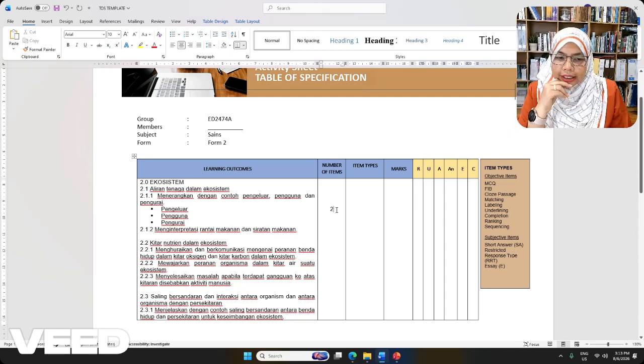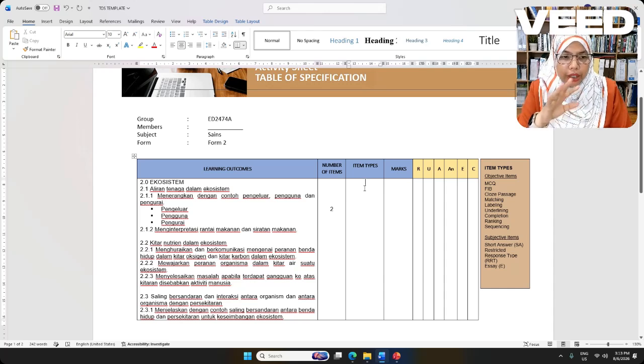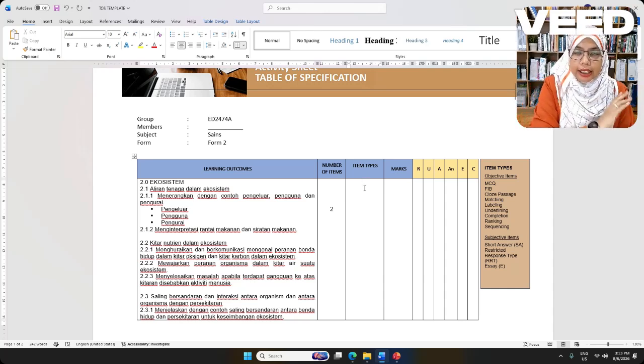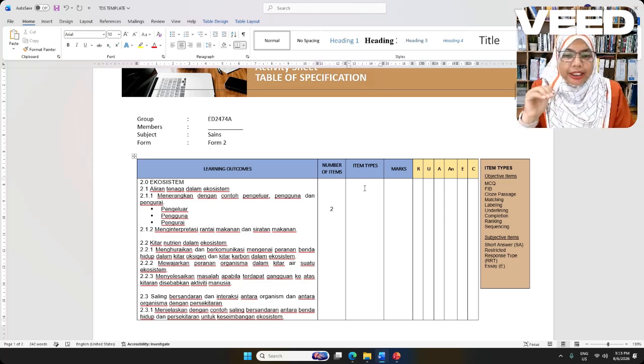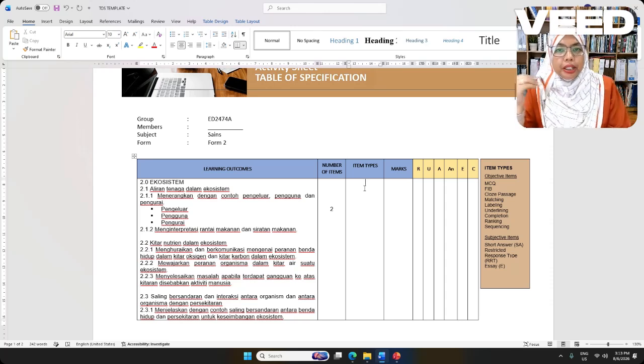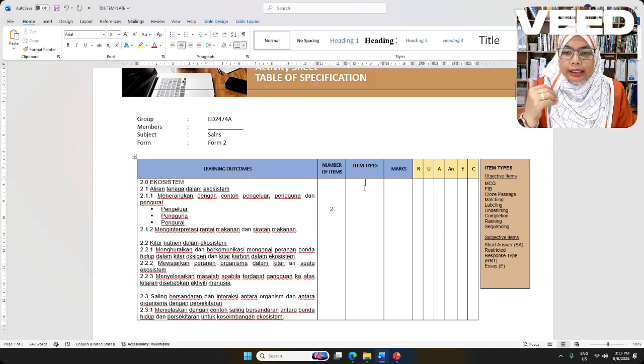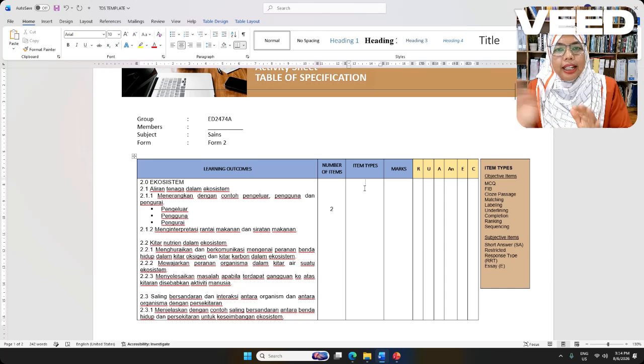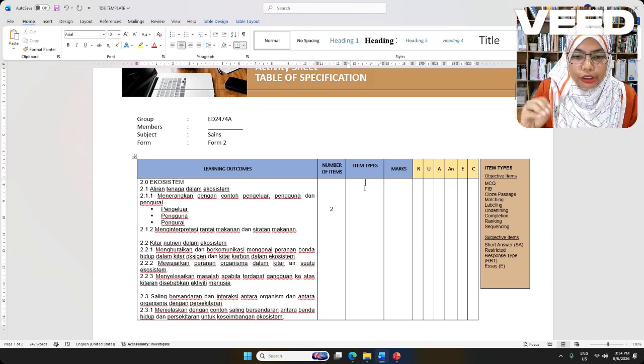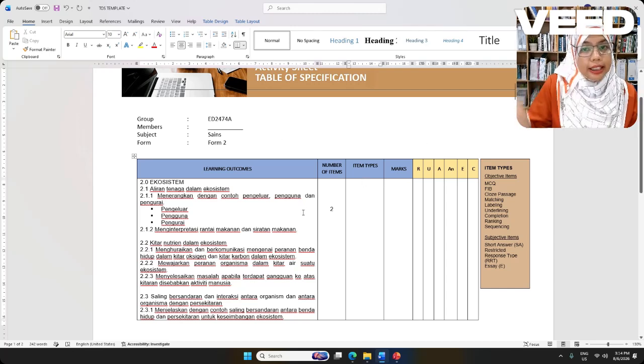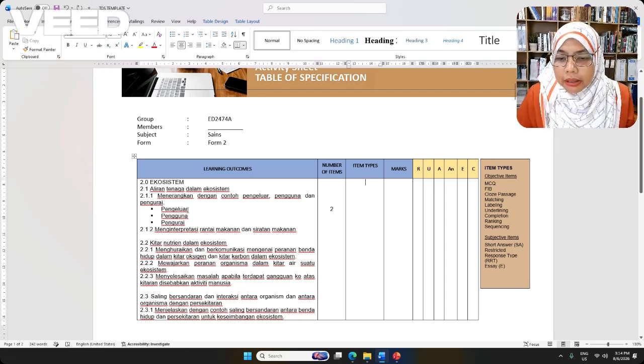And for these 2 items, what would be the item types? At this point, we have not developed the items yet. We have no idea in which section these questions will be appearing. What we want to detail is just how many items we should have that measure which learning standards. That's our main concern. So if your TOS has question number or section number, at this point, your TOS will not be correct.